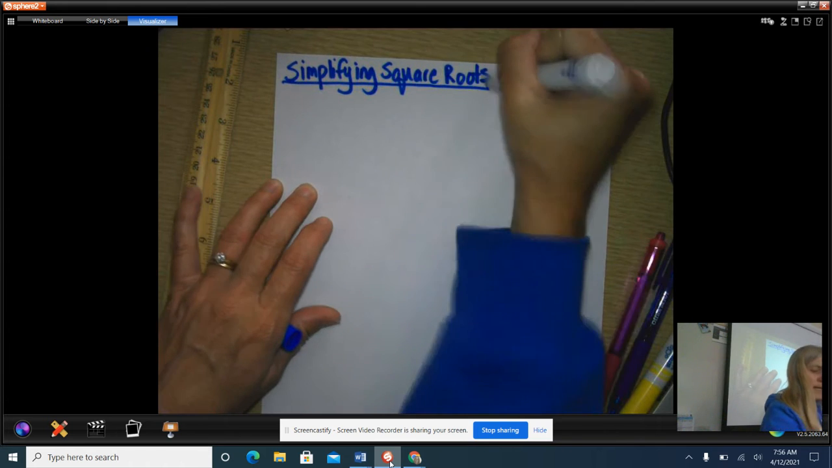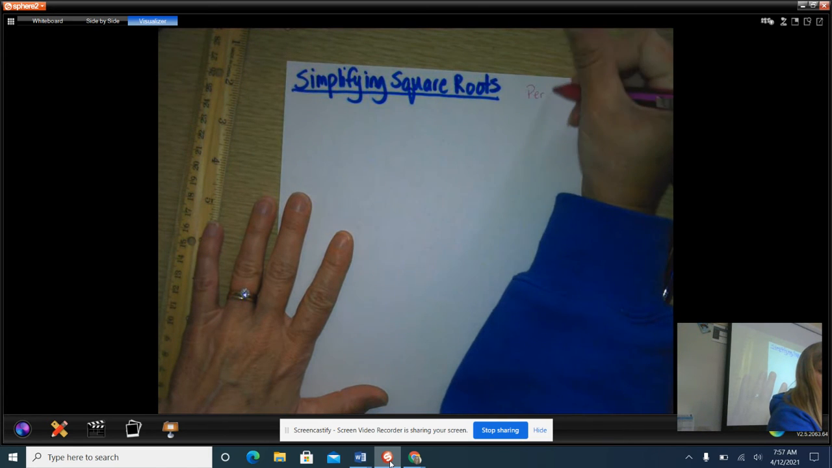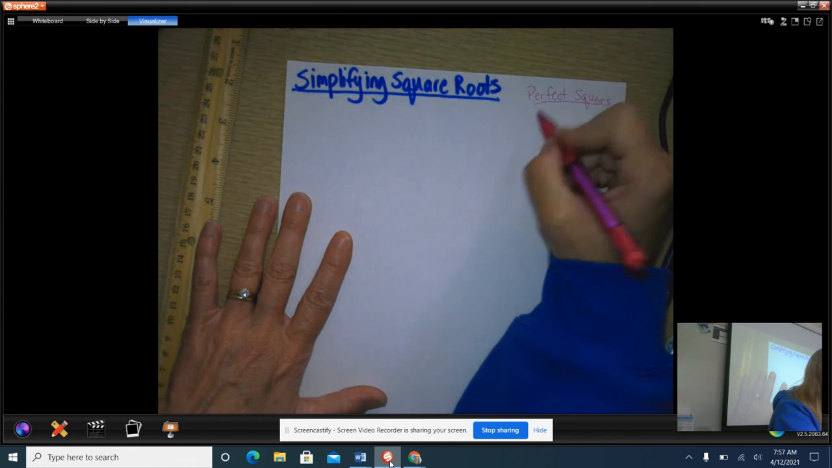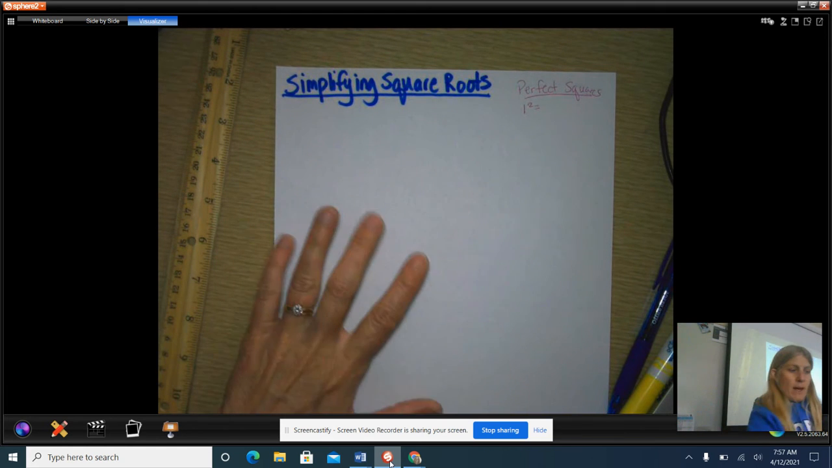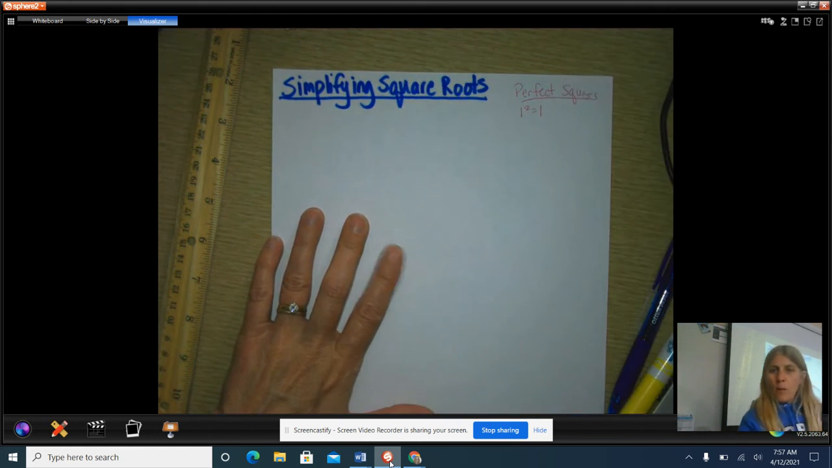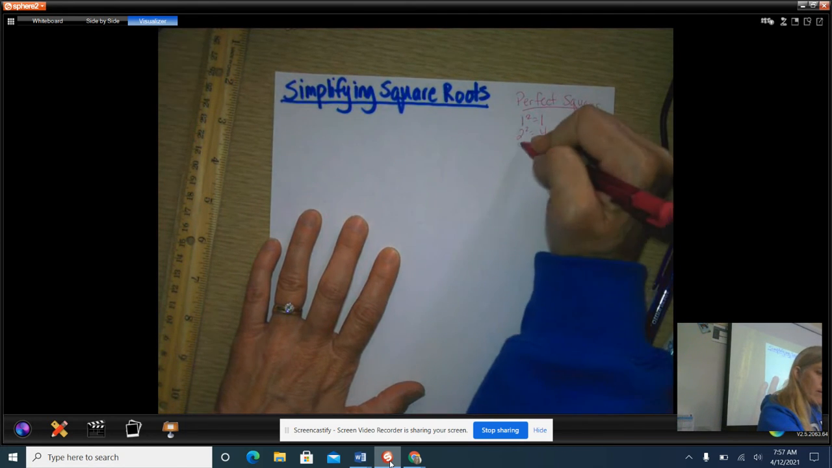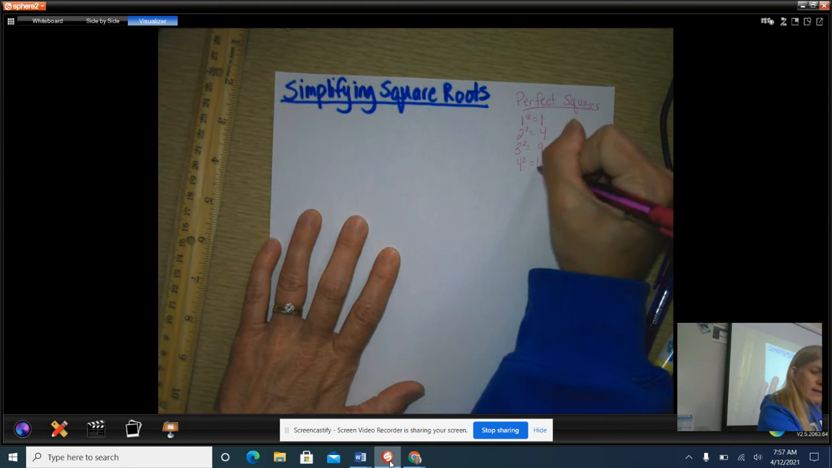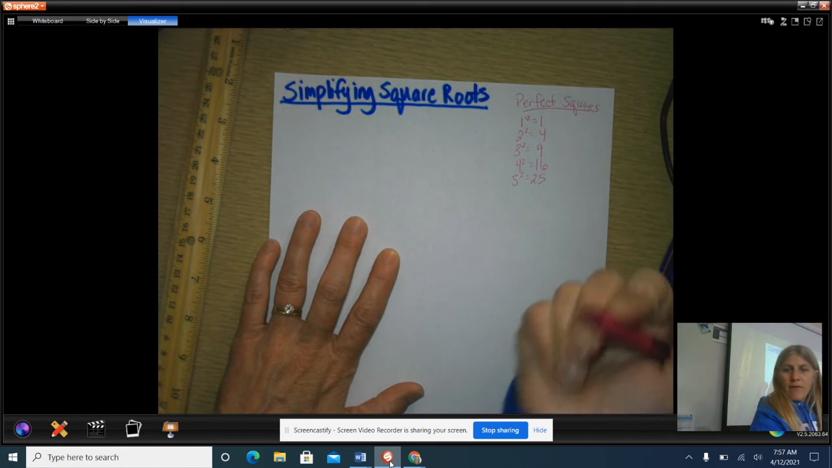And the first thing that we need to look at when we're simplifying square roots is what perfect squares are. So perfect squares are ones that come out without a decimal when we take the square root of them. So we know that 1 squared is 1, so that means that 1 is a perfect square. 2 squared is 4, so 4 is a perfect square. 3 squared is 9, so 9 is a perfect square. 4 squared is 16, so 16 is a perfect square. 5 squared is 25, so 25 is a perfect square.